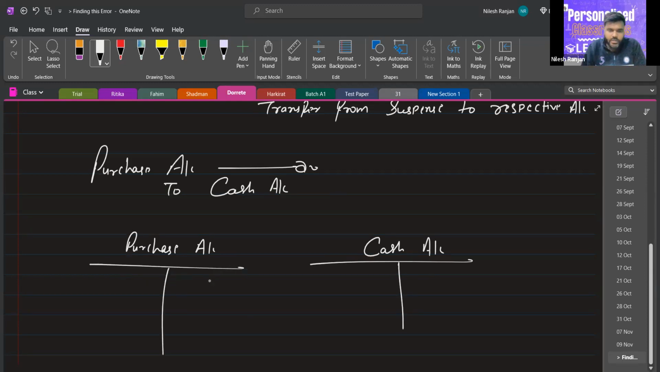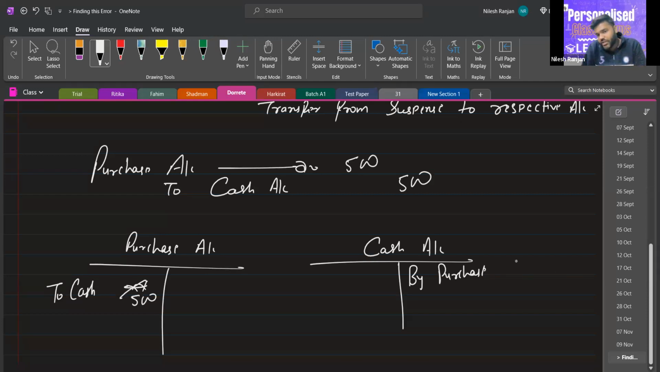Okay, now we have written this in the purchase account, to cash, whatever the amount is. Let's say it is 500 here, and we have written 500 here, but in the cash account, we have written only 50 rupees. So you can see in the purchase account one side is written correctly and the other side is not correct. In the cash account, we have posted the wrong amount. So this is called a one-sided error, meaning there is an error in one account only, in the cash account in this example.